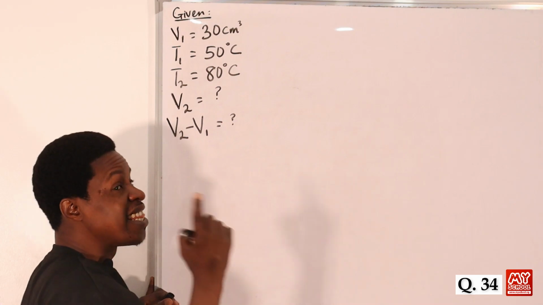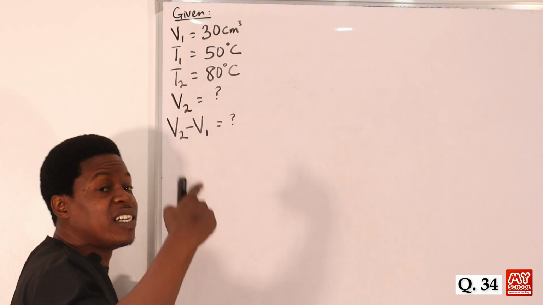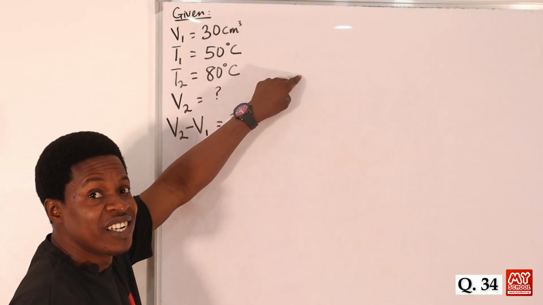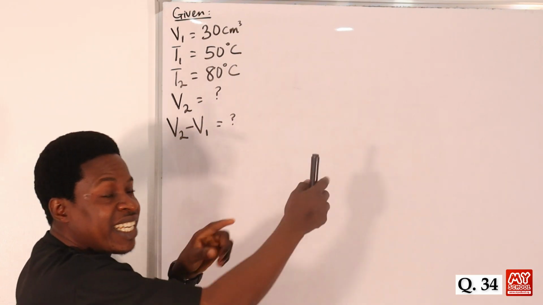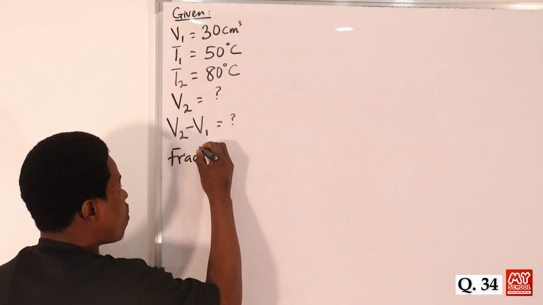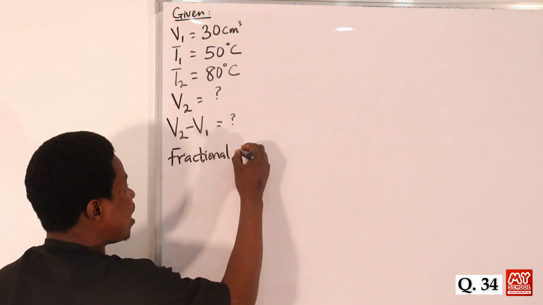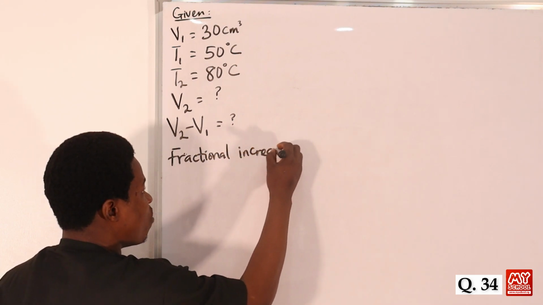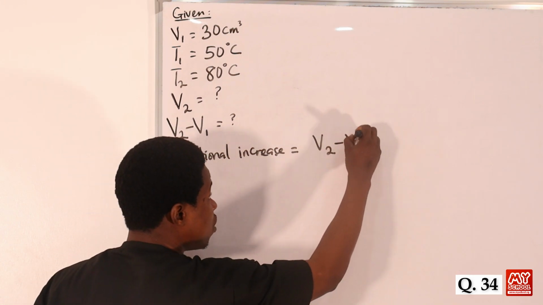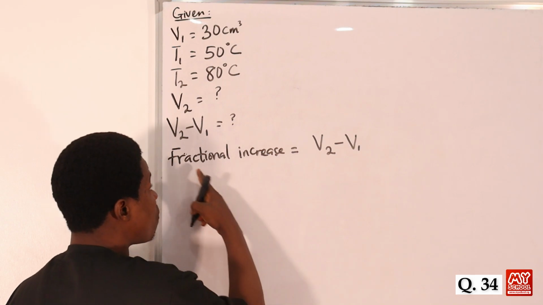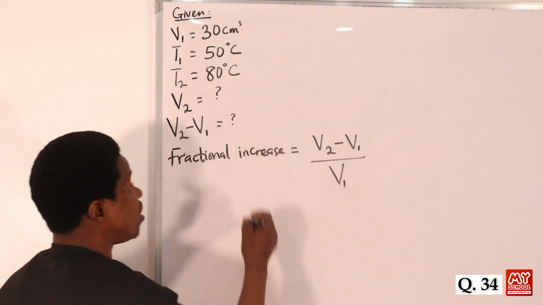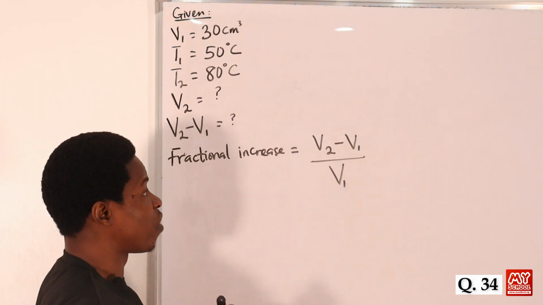So we are going to find that. Then when we talk about fractional, there should be a numerator and a denominator. So fractional increase. Let's analyze this before we begin to solve. Fractional increase in volume, not in temperature. The increase in volume, which is V2 minus V1, divided by the initial volume. So this is going to be the fractional increase. This is where we are coming to eventually.